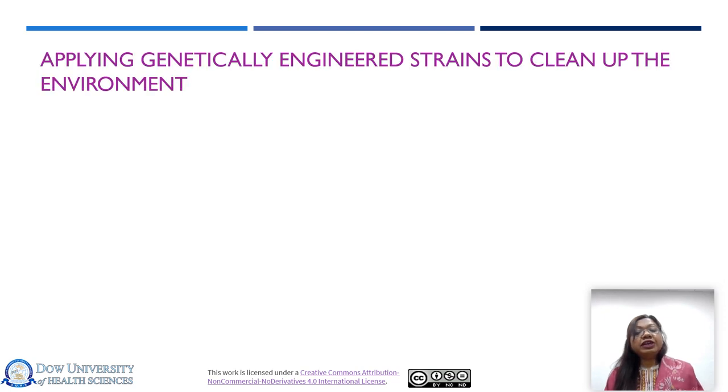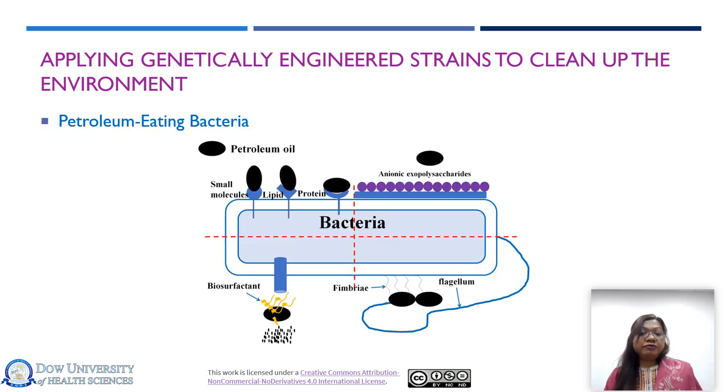Now, we can apply genetically engineered strains to clean up the environment. For this, the first example is the petroleum eating bacteria. Petroleum eating bacteria, also known as hydrocarbonoclastic bacteria, are microorganisms that have the ability to degrade and consume petroleum and other hydrocarbon compounds as their primary source of energy and carbon.